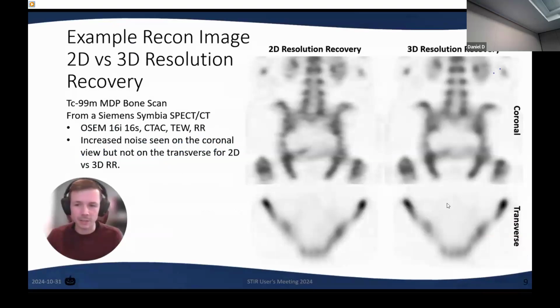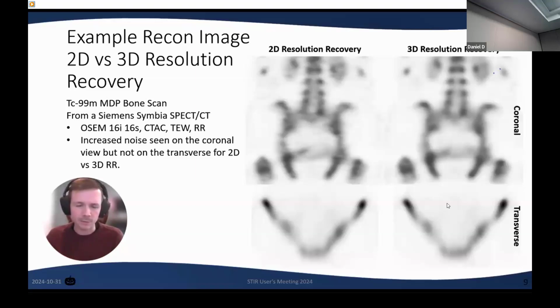Well, as I approach the end of the talk, because I'm running out of things to talk about that we actually were able to work on between now and when we started, I thought I would just present a couple example reconstructed images. So what you're looking at here is a Tc-99m bone scan that was acquired on a Siemens Symbia SPECT/CT system. And I have two images side by side, one which used the 2D resolution recovery method and the other that used the 3D version of the resolution recovery. So I'm showing images that are resliced along the coronal plane and the transverse planes in the upper and lower rows to try and emphasize some of the noise characteristics that we're seeing between these two approaches.